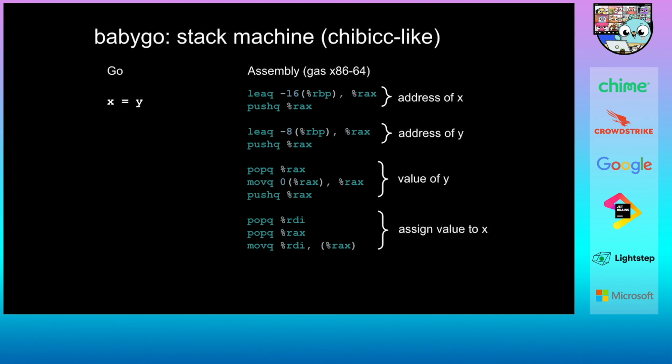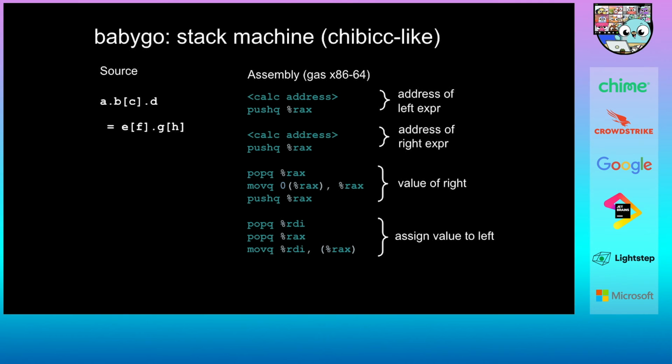This is how an assignment of y to x works. First, we calculate the address of x and push it. Then we calculate the address of y and push it. Then we pop the address of y and fetch the content and push it. And finally, we store the value of y to the address of x. The advantage of this design is that left-hand side and right-hand side are treated in the same way. So we can apply this logic to any form of assignment.